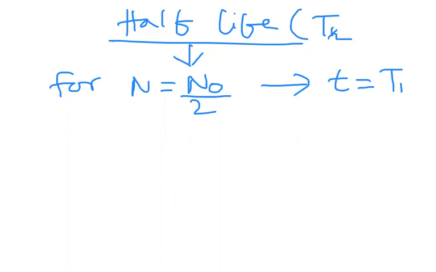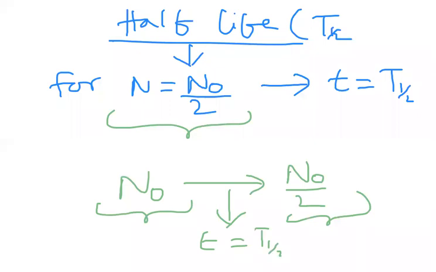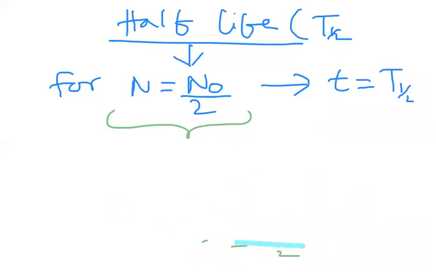What is half-life? Initially N0 nuclei are there. After some time the nuclei decay and become N0 by 2. Suppose we bought 3 apples and we ate half of them: 1.5 apples we ate and 1.5 apples we left. That means how much time is taken for 3 apples to become 1.5 apples, or for the number of nuclei N0 to become N0 by 2. The time taken to become half is called half-life. Half of the nuclei decaying, how much time is taken for that? That is called half-life. I hope you are clear with half-life now, beta. The initial number of nuclei is N0, and the time taken for it to become half of the initial value is called half-life.